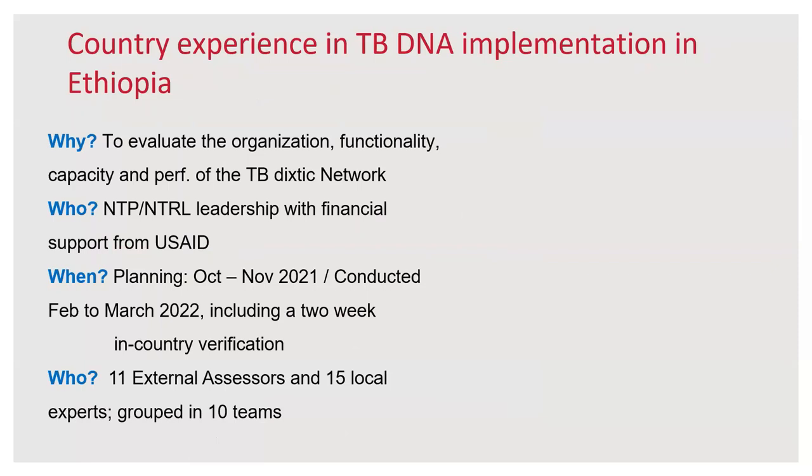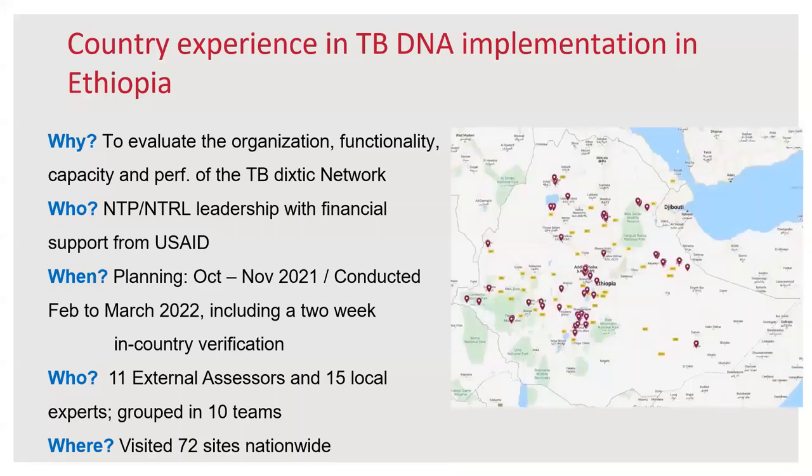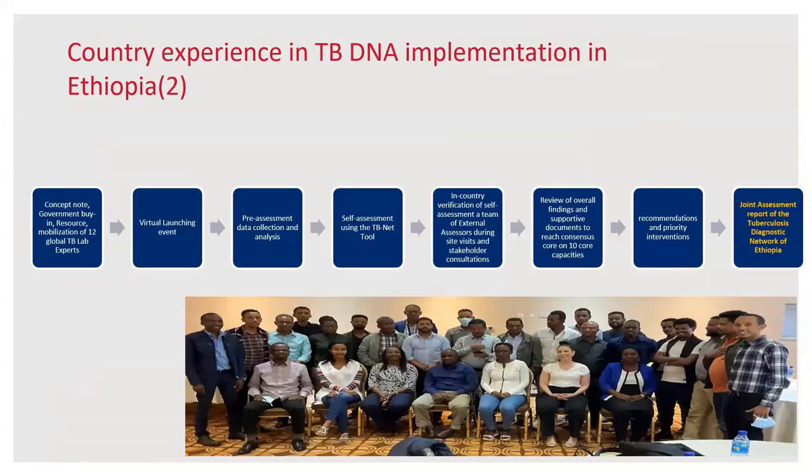And thank you to the Uganda Supranational Lab. They supported the national program both in this lab assessment and in the development of the first NSP. This team visited around 72 sites nationwide, as shown on this map. Ethiopia is a very big country with terrain that is difficult to access, and there was also conflict in the northern area, but the team was brave enough to access some of the sites and learn about the impact of the conflict, and they informed the national program. So this was the process.